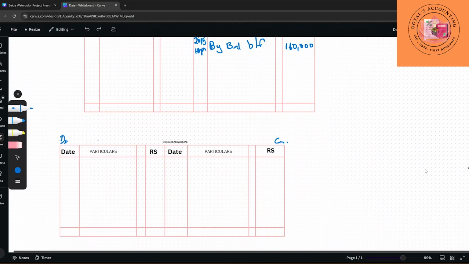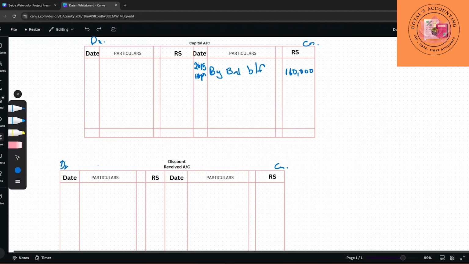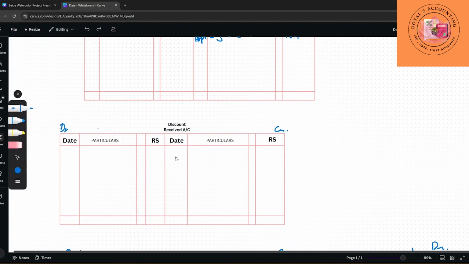Then next I will open an account called discount received. Discount received is in nature an income, so it will always have a credit balance. Remember that. 10th April, by purchases account 1,000. So my entry involved three accounts, and now I have opened three separate accounts.